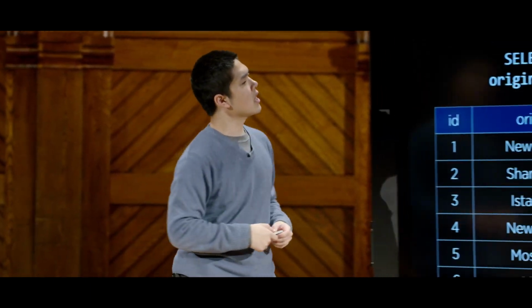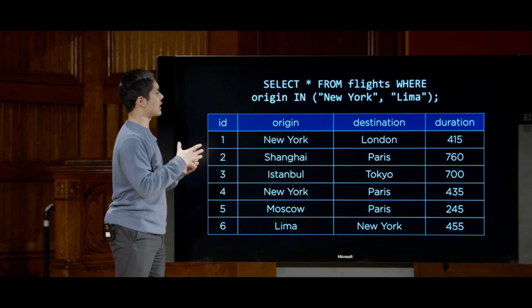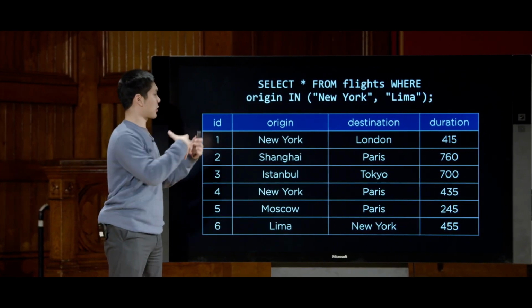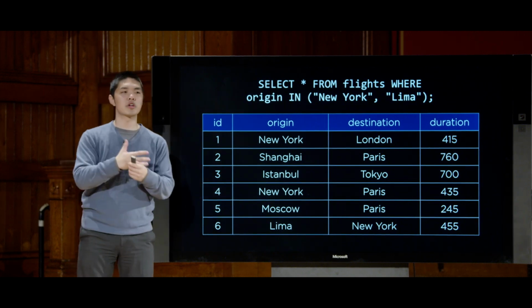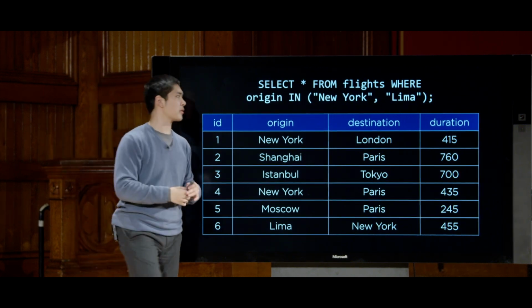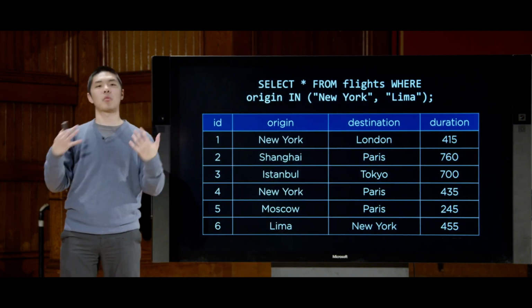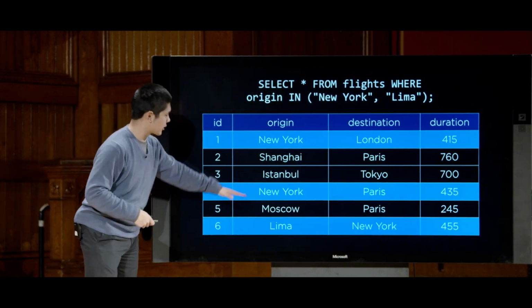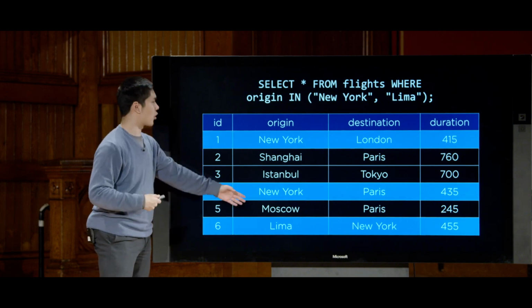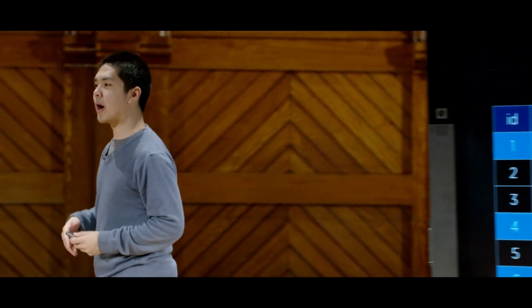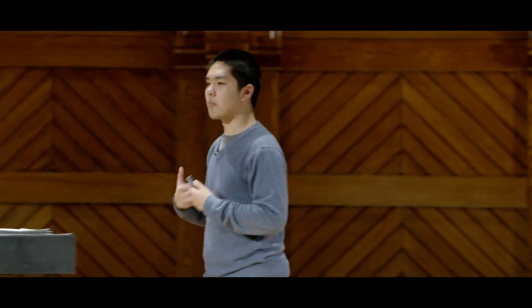And there are other types of queries I can perform in addition to that. So I can say something like SELECT * FROM flights WHERE origin IN ("New York", "Lima"), to say check if the origin is in this sequence of possible values, the sequence of New York and Lima. As long as it is one of those two, then I want the results to come back. And so then you'll get back rows that have an origin of New York, rows that have an origin of Lima as well.